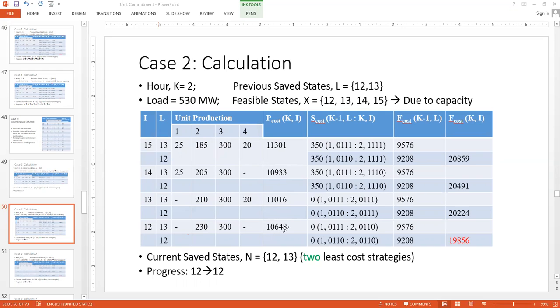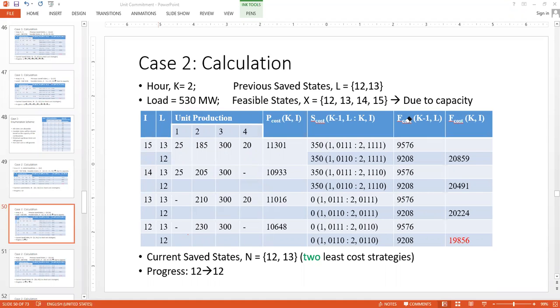10,648. The unit transition from 13 to 12. The 13 is 0,111. 12 is 0,110. So where is the change? The change is only in bit number 4. Okay, the 4th bit, that is unit number 4. But there is no shutdown cost. This is actually shutting down, not starting up. So the shutdown costs are actually ignored altogether. So you don't have to bother about it. That's why the transition cost is 0 here.